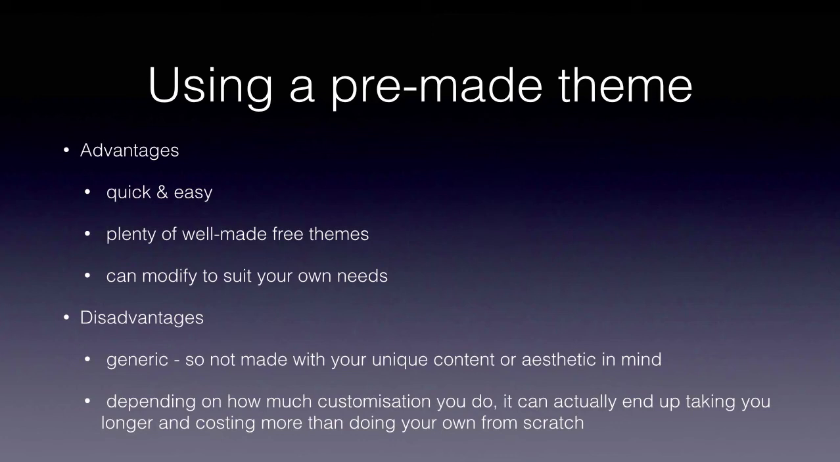So in terms of whether you use a pre-made theme or create your own, okay, it's worth noting the advantages and disadvantages of both firstly. So with a pre-made theme, the advantages are fairly obvious. Okay, you don't have to go to all the effort of creating your own theme. So it's quick and easy. You just get a theme, download it if it's free, pay for it and download it if it's not free, and then install it on your WordPress installation. There are plenty of well-made free themes, and you can modify an existing theme to suit your own needs.